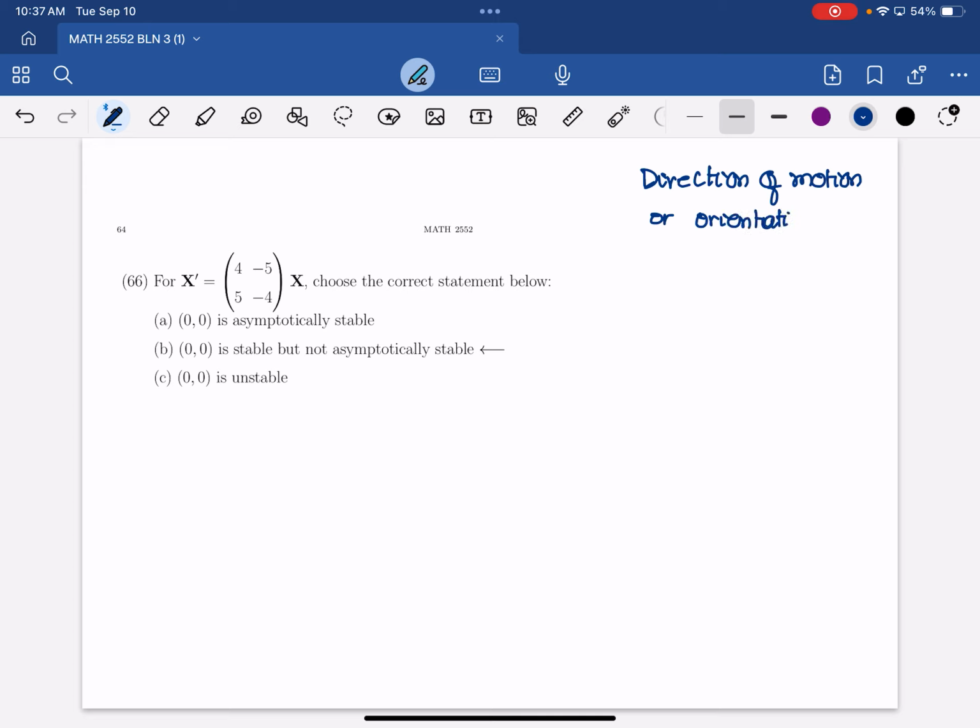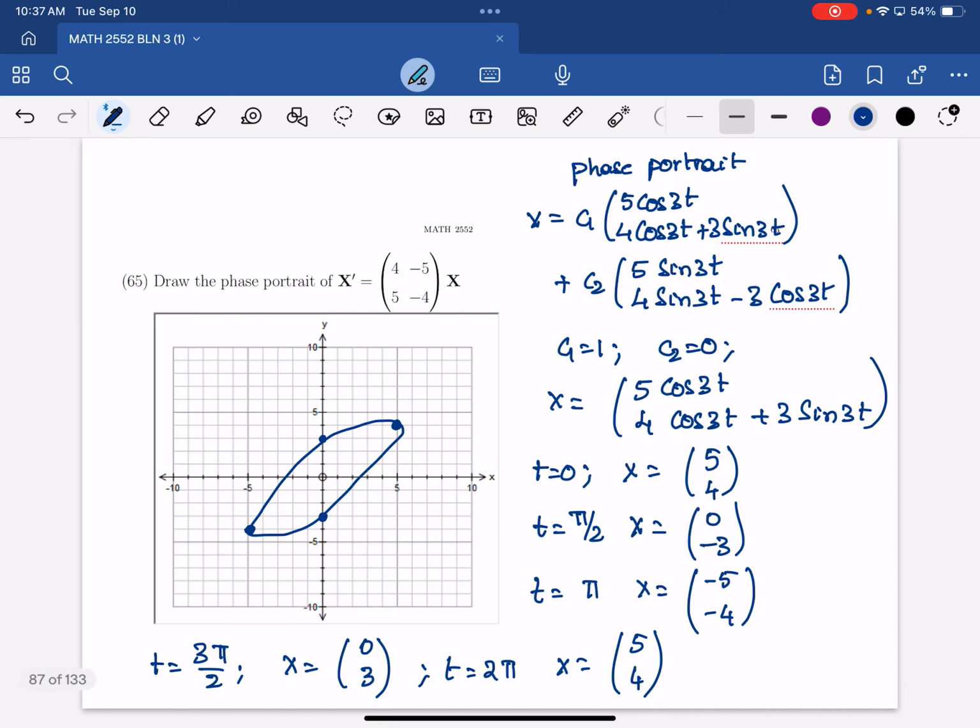So remember, how do I determine that? I'm going to go with this matrix, 4, -5, 5, -4. Pick a vector at 1, 0, and then multiply it, then you get 4 and 5. So this tells you that if I'm standing at 1, 0, I'm being pulled 4 units to my right, 5 units to the top. So I'm moving in this direction. So this is my direction. So this is counterclockwise. That answers your question.